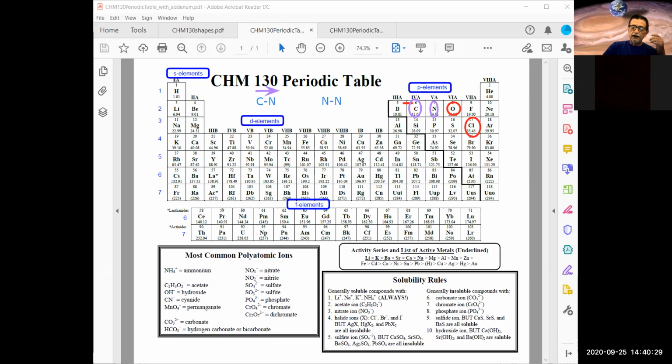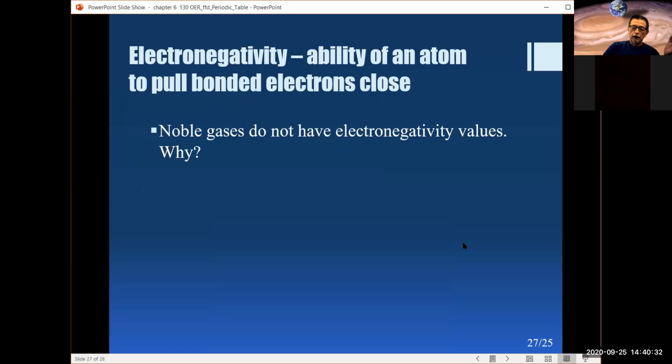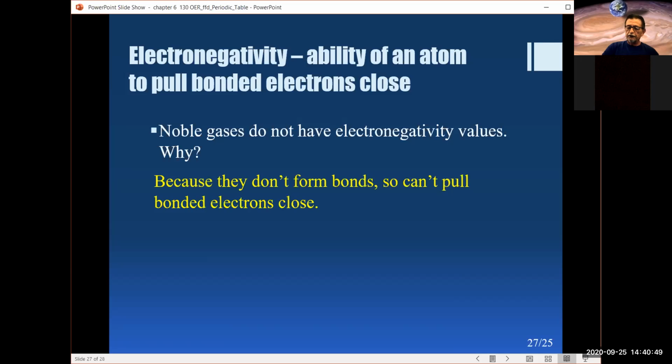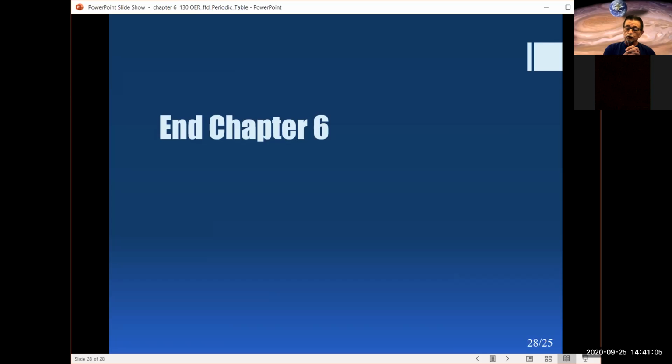So that being said, electronegativity. We're introducing the topic here, but don't forget it because it's going to come again over and over again in subsequent chapters. Okay. We know that noble gases don't have any electronegativity values because they just don't form bonds. Okay, there's nothing for them to do. They are inert. With that being said, that brings us to tell you this is a short chapter. Chapter 6 is done.